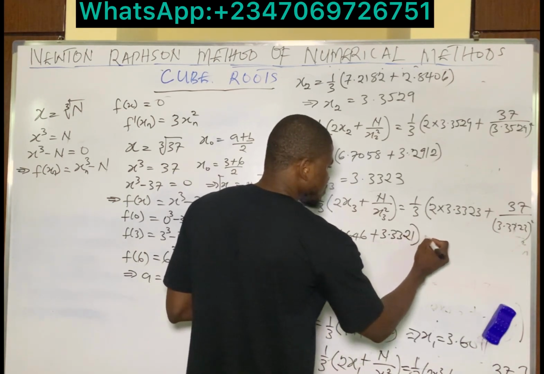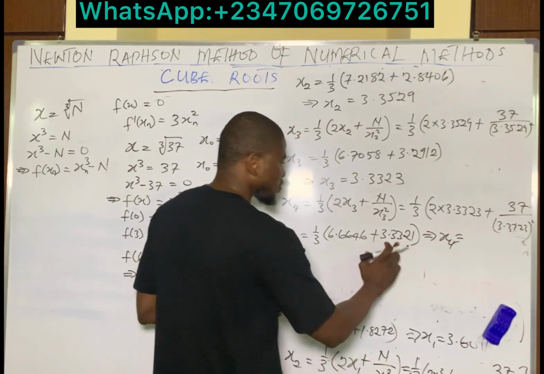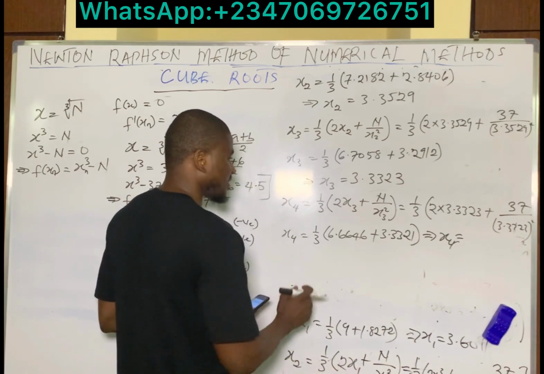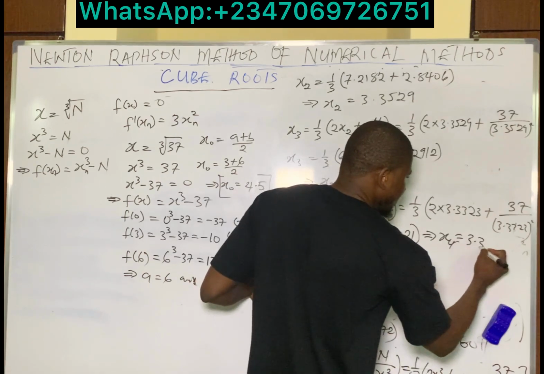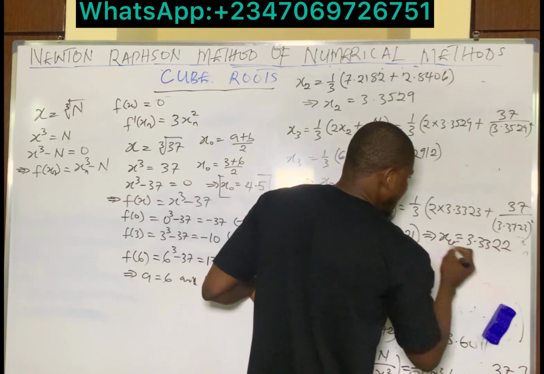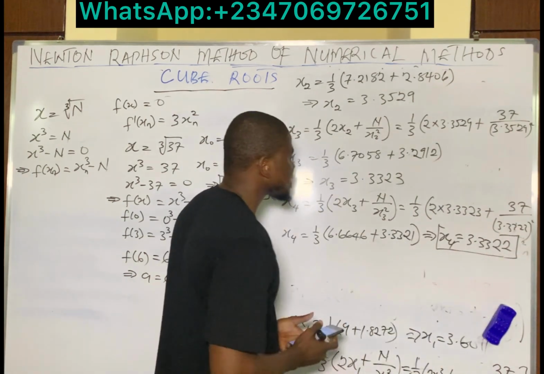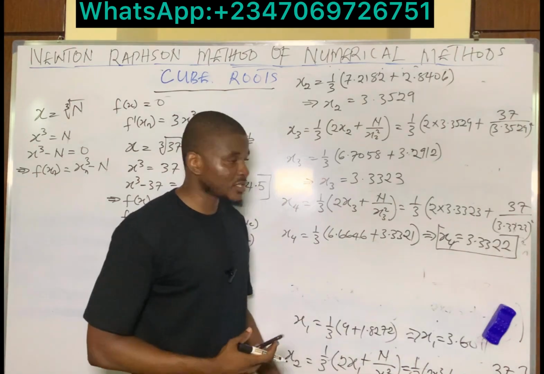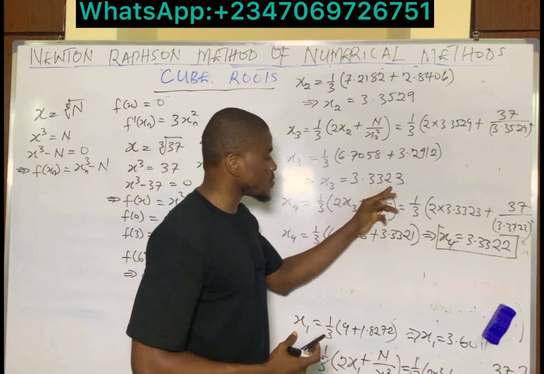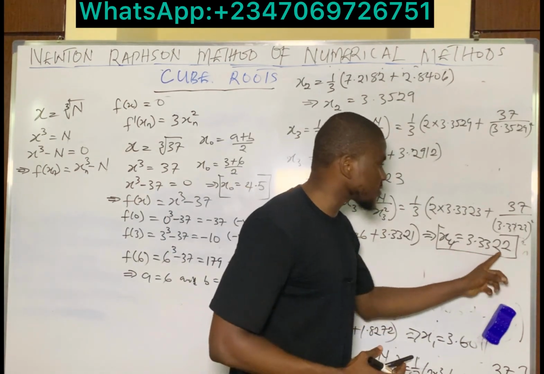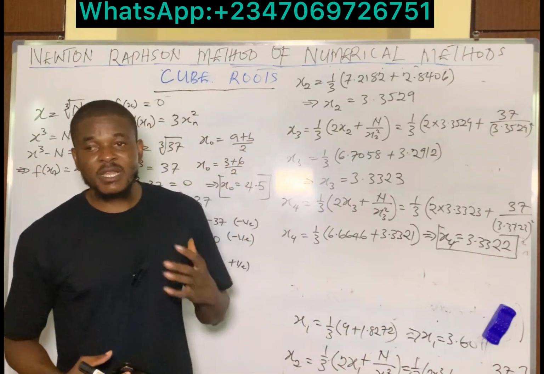3.3321. Okay, so this simply implies that x4 is going to be equal to, so let's add this up and multiply by 1 over 3. So this simply gives us 3.3322 approximately. So you see that correct to 3 decimal places, this root has converged. So I have 3.332. I'm also having 3.332. So you can choose to stop your iteration here and assume that that is your answer.